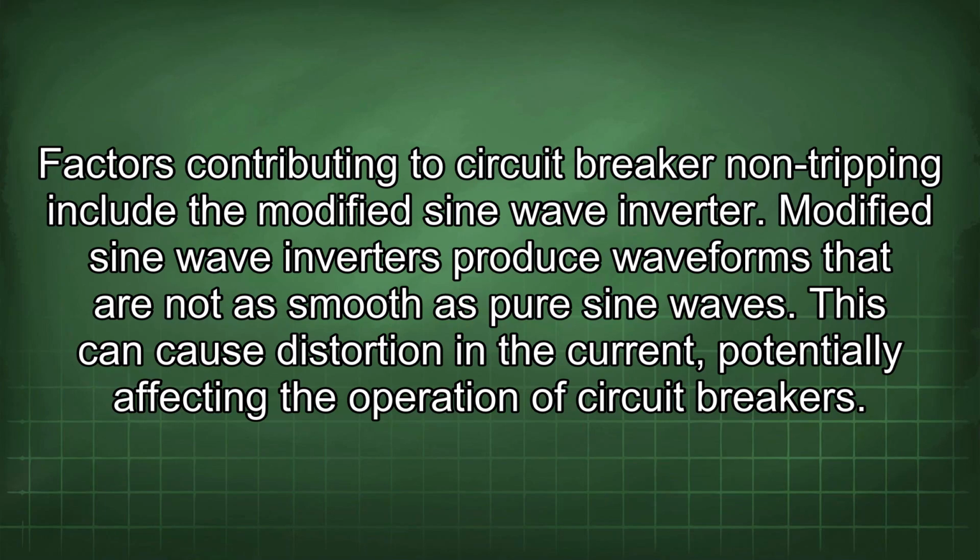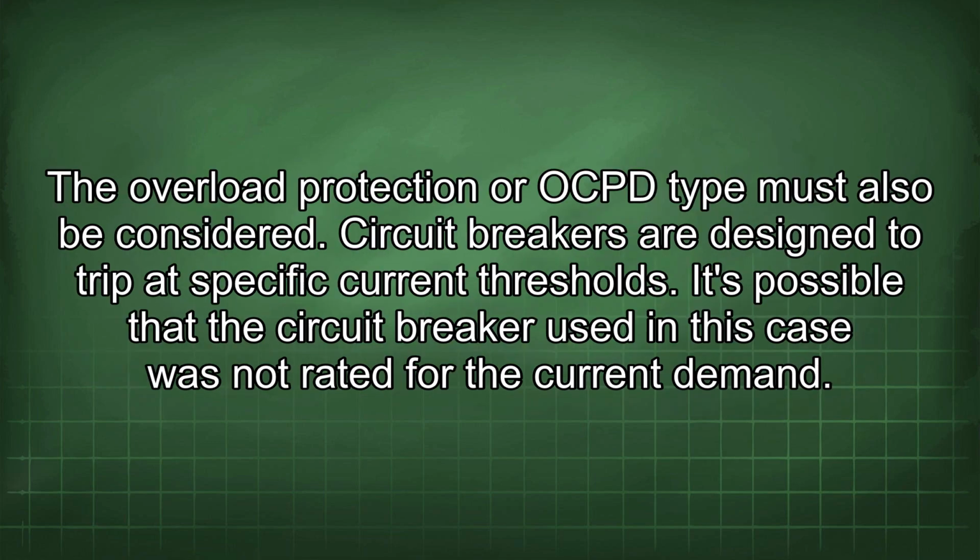Factors contributing to circuit breaker non-tripping include the modified sine wave inverter. Modified sine wave inverters produce waveforms that are not as smooth as pure sine waves. This can cause distortion in the current, potentially affecting the operation of circuit breakers. The overload protection or OPT type must also be considered.